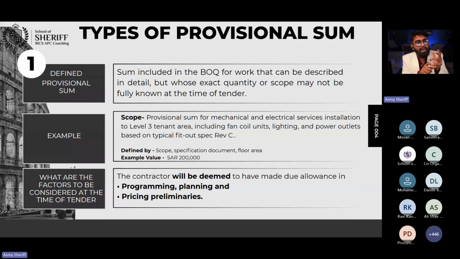Do I need an additional QS? Do I need a site supervision engineer? Do I need so and so thing? Do I need additional scaffolding? Do I need additional small equipment?